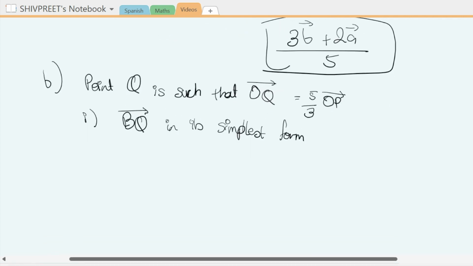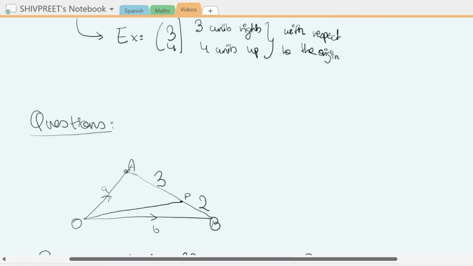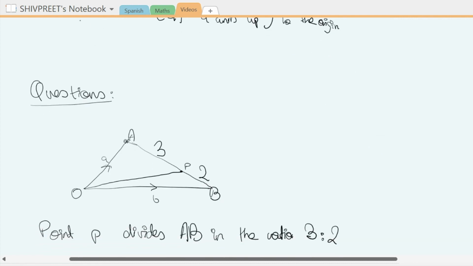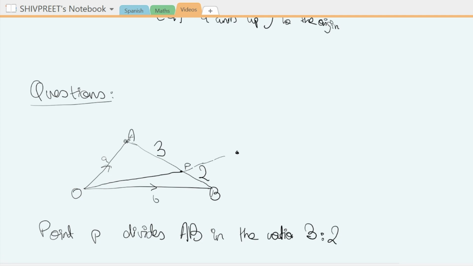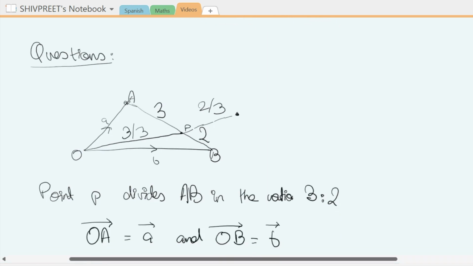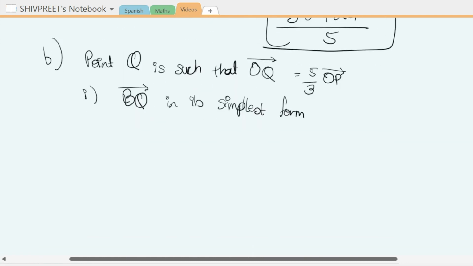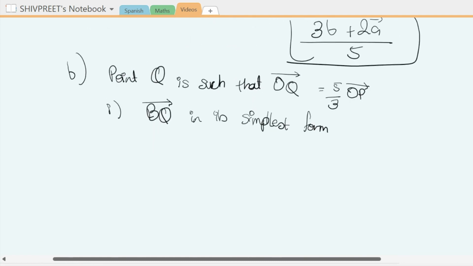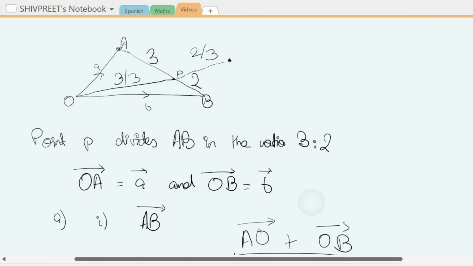Point Q is such that OQ is 5/3 of OP. So point Q will ideally be somewhere here. You can just draw this line, and this will be 2/3 of the total. As this is 3/3, OP is 3/5 of OQ. So this is in the ratio of 3:2. So we need to find vector BQ in its simplest form.